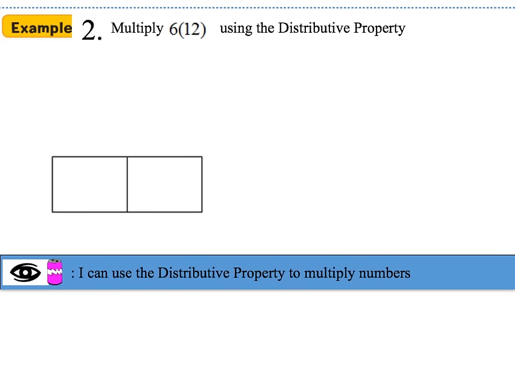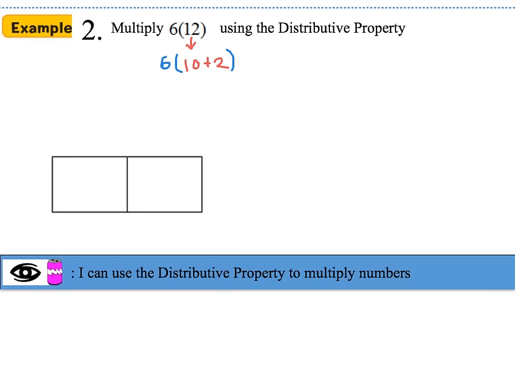For example 2, let's go ahead and multiply 6 times 12 using the distributive property. So let's break up 12 to make it look using nice clean numbers. I can say 12 can be broken up into 10 plus 2. That's still equal to 12. It just looks a little differently. And since I'm multiplying it with 6, I can use the parentheses to group these and have 6 on the outside and still multiply it.